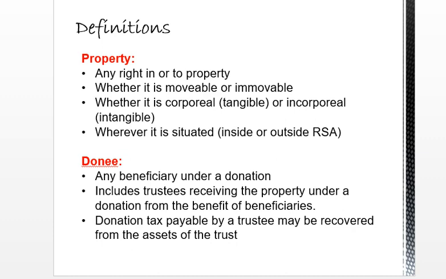And a donee, who is the donee? So it's basically the beneficiary under the donation. And this includes trusts receiving the property under donation for the benefit of the beneficiary, and also the donation tax payable by a trustee, which may be recovered from the assets of the trust. So when we deal with trust income, then that will become a bit more clear.